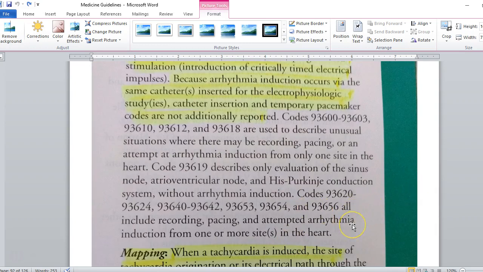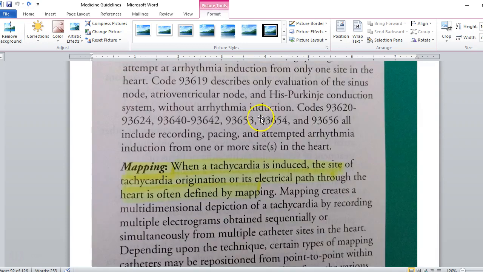It goes on: codes 93620 to 24, 93640 to 42, 93653, 54, and 56 all include recording, pacing, and attempted arrhythmia induction from one or more sites in the heart. So again, is it one site or multiple sites? The first thing we're going to do is find what the issue is. Then we are going to do the mapping.